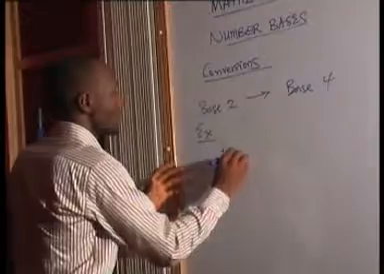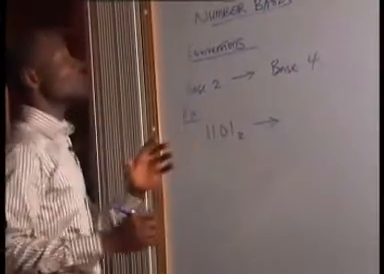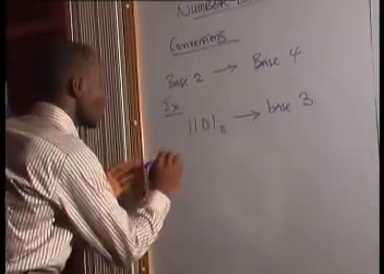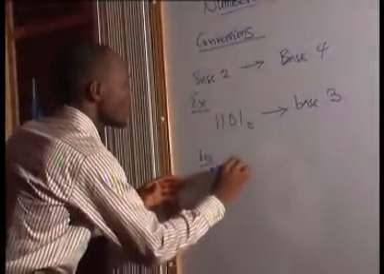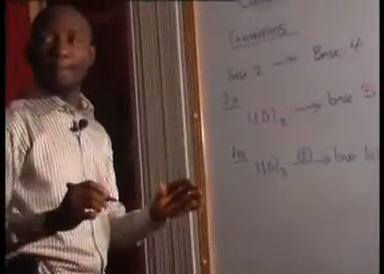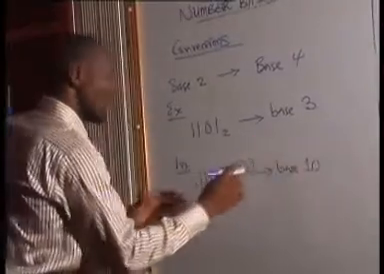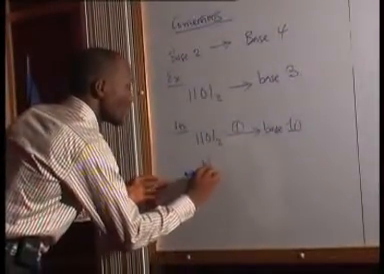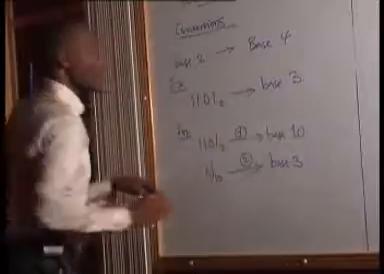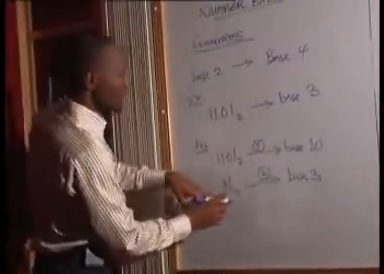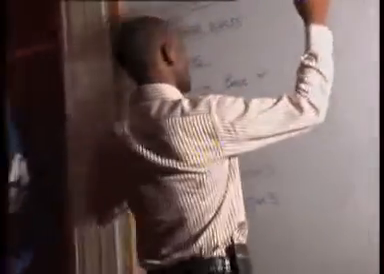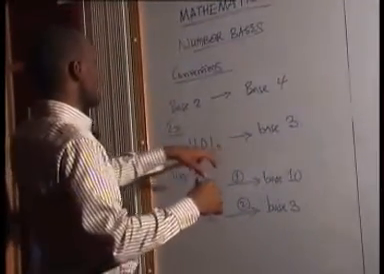Example: if you have 1101 in base 2, and you are told to convert it to a number in base 3, there are two steps involved. First, you convert 1101 in base 2 to a number in base 10. Next, you change this new number in base 10, let's call it n, to a number in base 3. So you go from base 2 to base 10, then from base 10 to base 3. There's no way you can go from one base to another without passing through base 10. It's very crucial. So let's pick this example we already wrote on the board: 1101 base 2 to base 3.